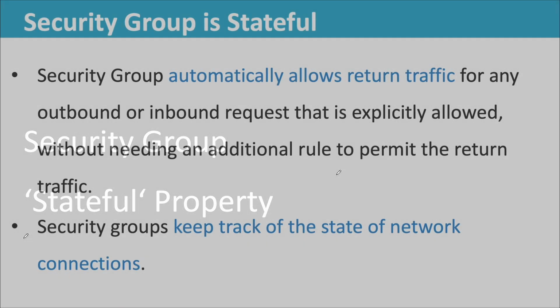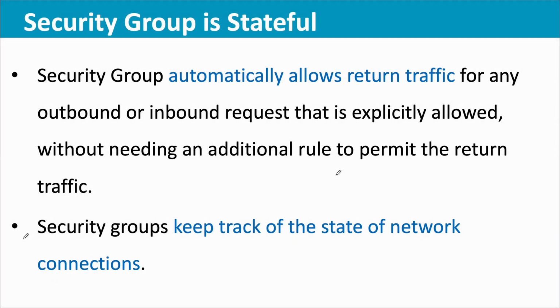Hi all, welcome. In this video, we will do a hands-on exercise which explains the stateful property of security groups. If your security group allows traffic in one direction, then it automatically allows the return traffic for that particular connection even if explicit rules are not added in the security group. That is what is known as security group statefulness.